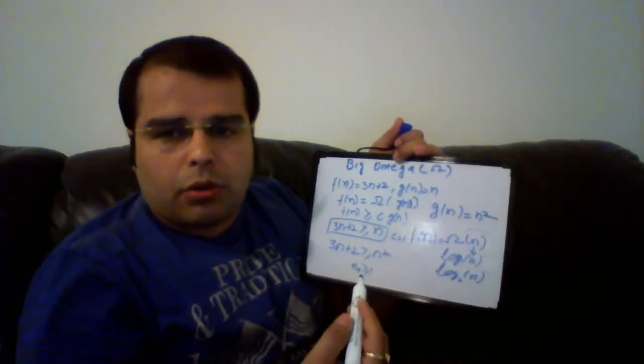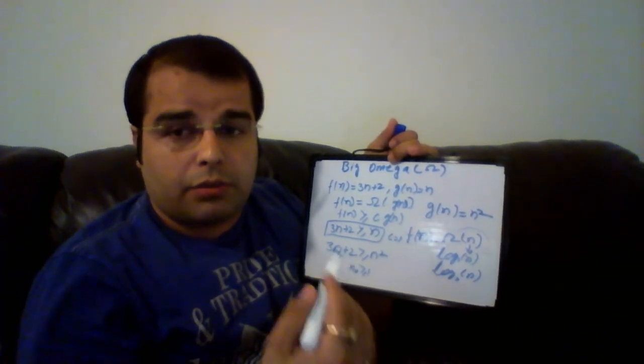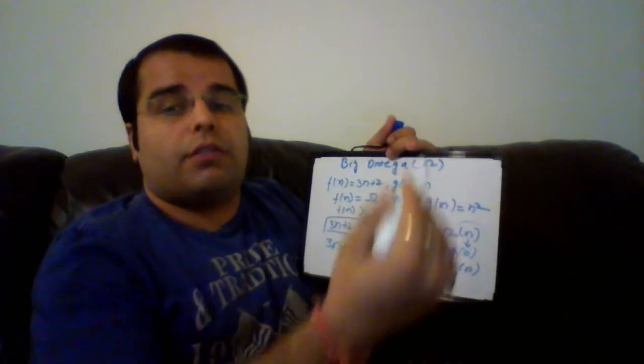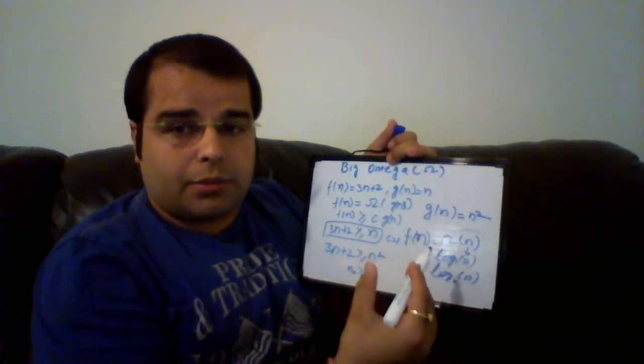Similarly, in case of big O we have used n square, n cube, which can be used, but we have used the tightest bound. Here we are going to use the tightest bound as well.